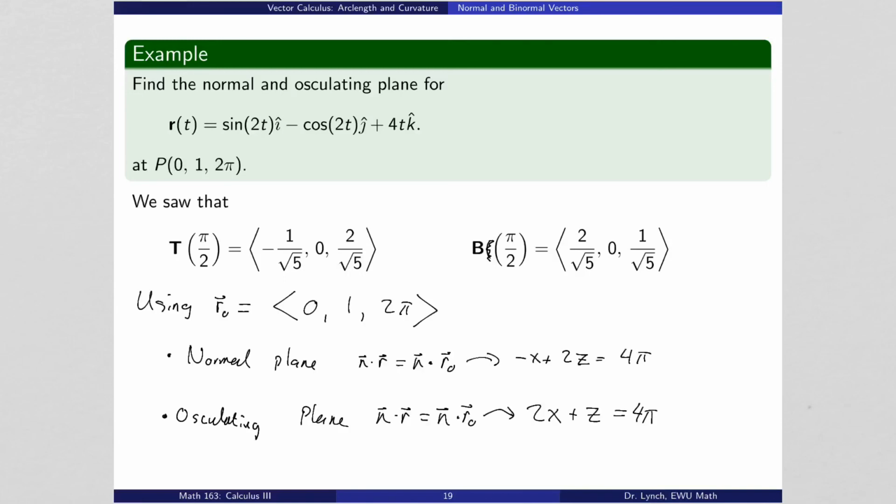So we'll go ahead and use r naught to be the vector pointing to this point P, 0, 1, 2 pi. And then in the case of the normal plane, n dot r equals n dot r naught, we'll use the tangent actually as the vector that's normal to that plane, gives us negative x plus 2z equals 4 pi. And the osculating plane, we'll use the binormal as the normal vector to that plane, 2x plus 4z equals 4 pi. Okay, a lot of information here.